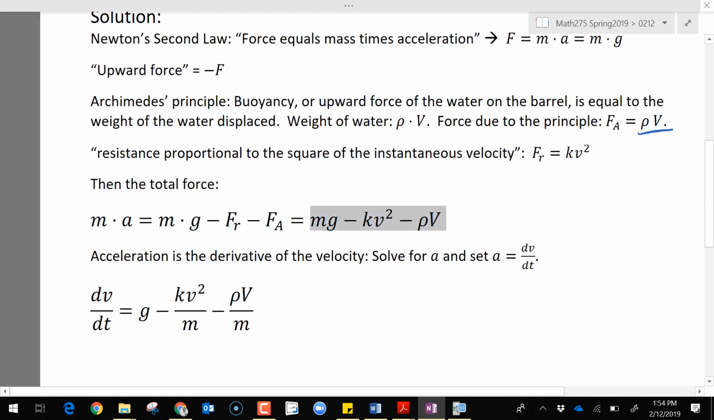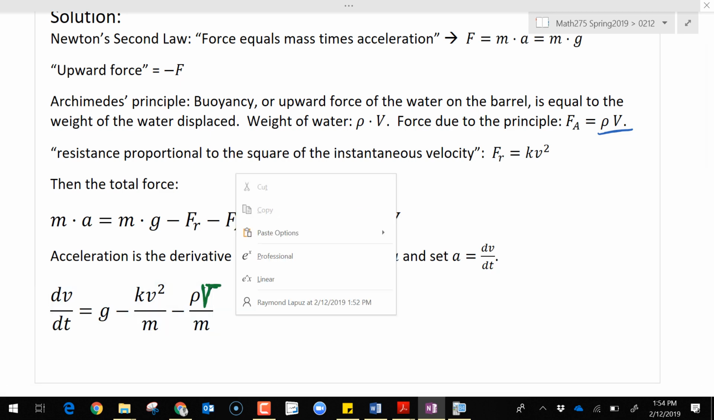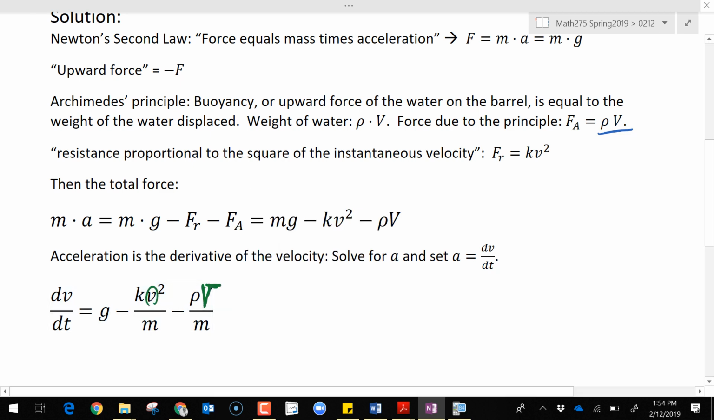And remember that this V here is a capital V, volume, which is constant, and then your variable is little v.